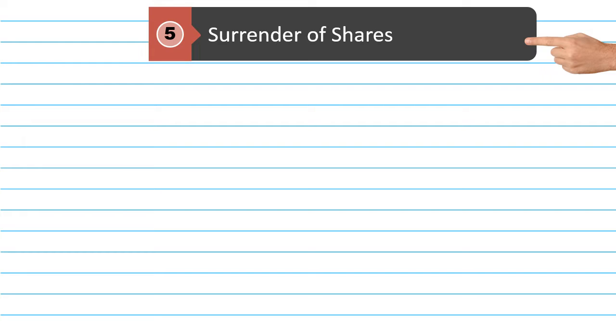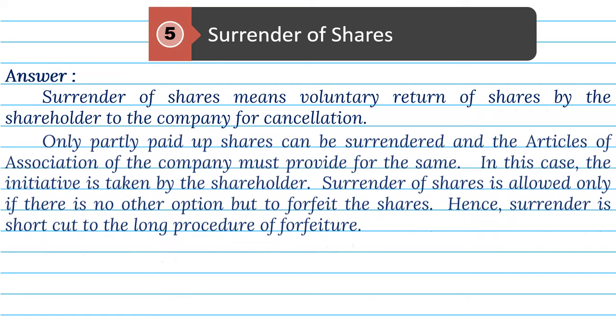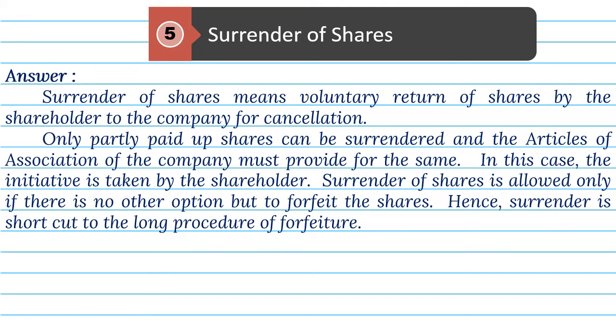5. Surrender of shares. Answer. Surrender of shares means voluntary return of shares by the shareholder to the company for cancellation. Only partly paid up shares can be surrendered, and the articles of association of the company must provide for the same. In this case, the initiative is taken by the shareholder.